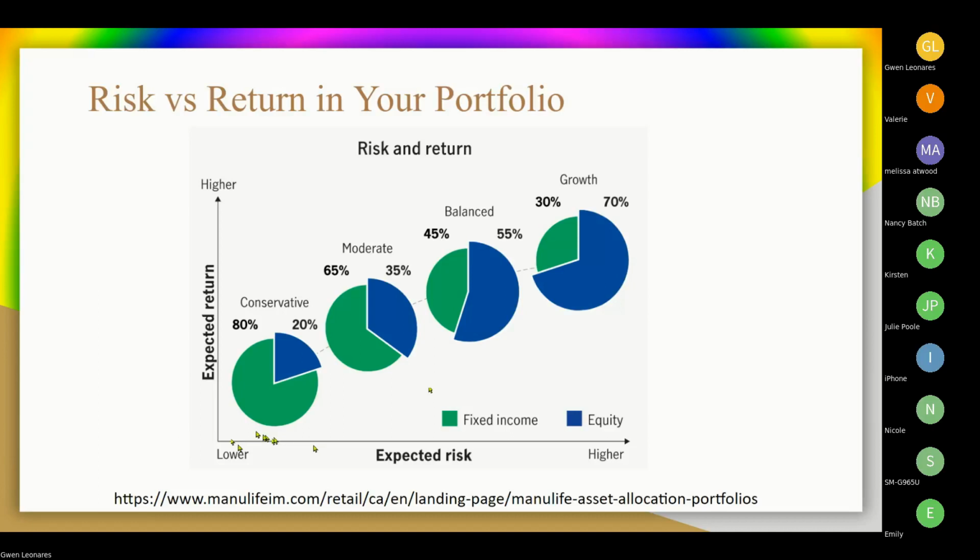And then this just moves up. Moderate has a little bit more stocks and a little bit less bonds. Balanced is almost half and half. And then growth, also called aggressive, where you have a lot of stocks and not as many bonds.